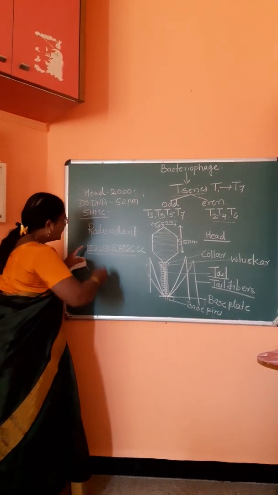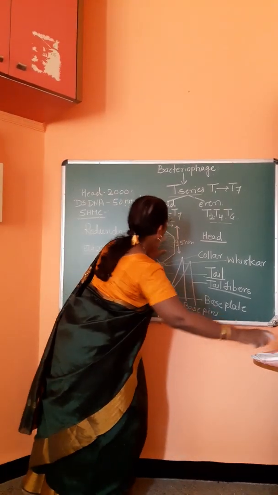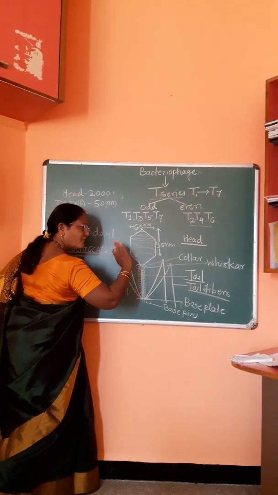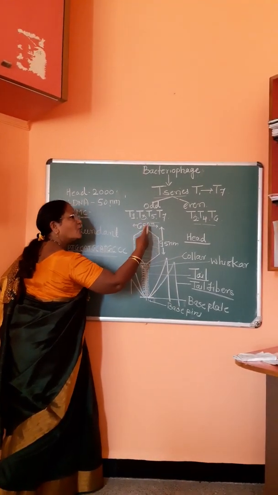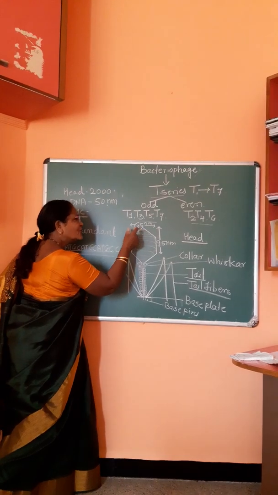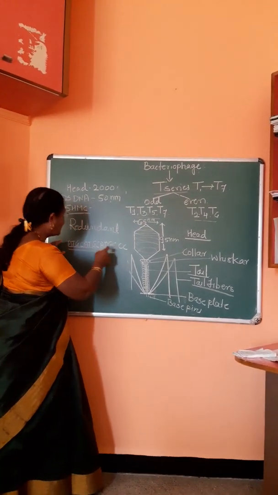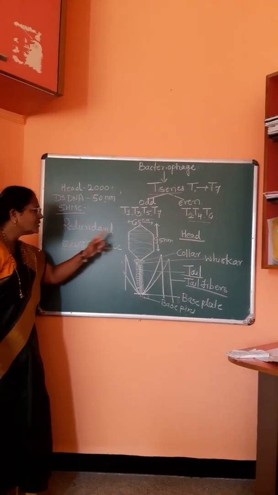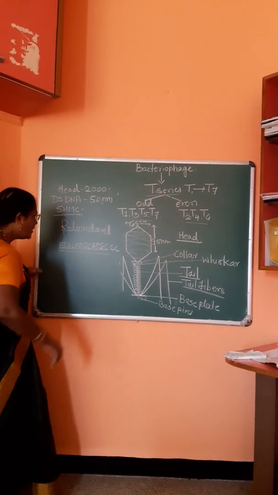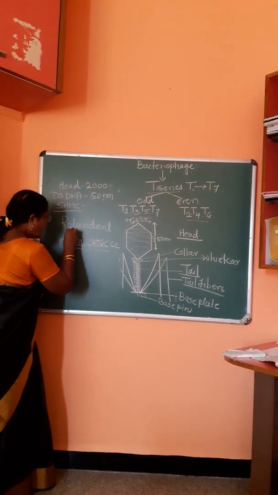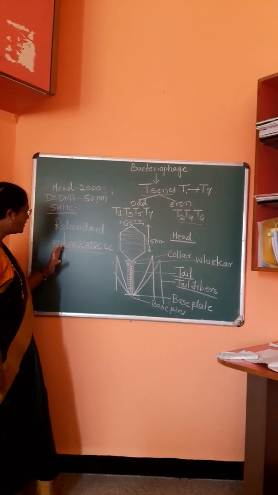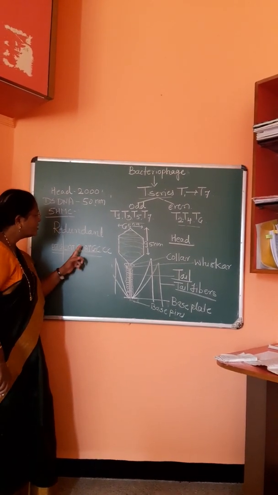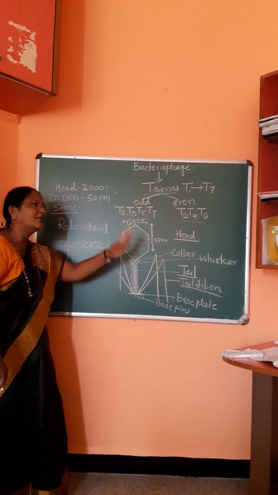When that genetic material enters the hexagonal head, once the head becomes full, the genetic material is immediately cut off. So there is no specific sequence present at the terminal end. For example, once the head becomes full, they will cut the genetic material here. So what is the sequence? The sequence is CAT, GCAT, CGCC.